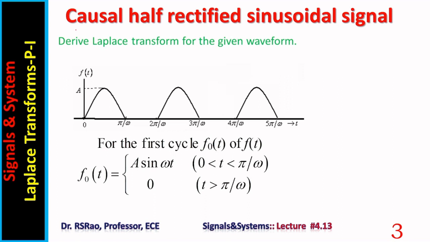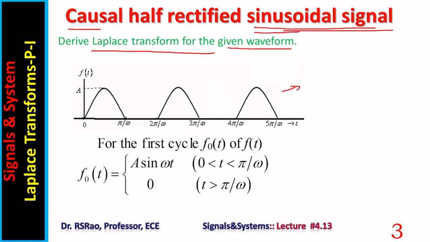Now, problem. Here is a problem. Derive Laplace transform for the given waveform. Notice it is periodic and it is existing only on the positive time side. Hence, it is a causal periodic signal. Shape is sinusoidal, therefore it is a causal sinusoidal signal. One can notice it is a half rectified sinusoidal signal. So this signal can be called a causal half rectified sinusoidal signal.